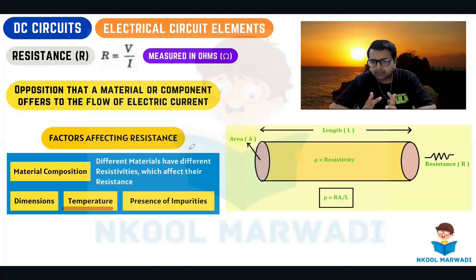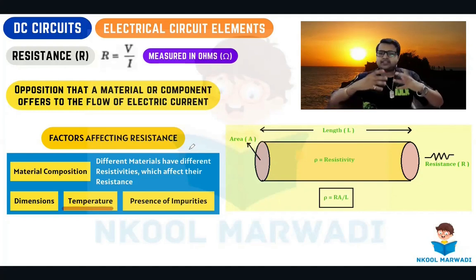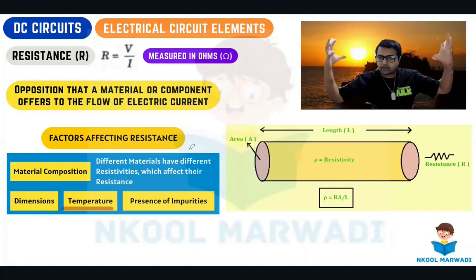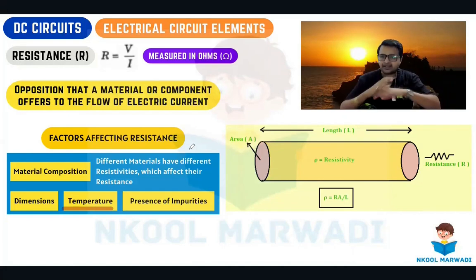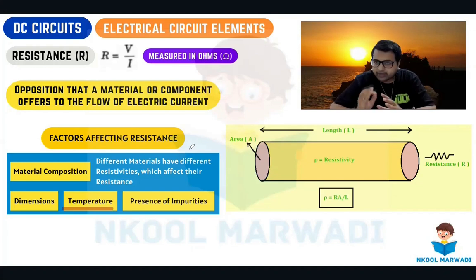If I talk about temperature, definitely if I increase the temperature, the charges' kinetic energy will increase, because they will get excited. They will absorb the heat energy, because of which their movement will increase and the number of collisions will increase, and hence resistance will increase. So if the temperature of a conductor is increased, the resistance will increase.